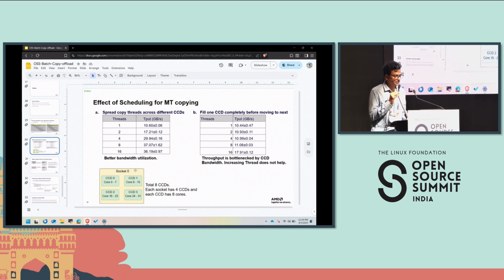This is what I meant by mentioning platform-specific scheduling. Due to this AMD architecture, the CPUs are divided into different CCDs, and each has its own bandwidth limit. So the main point is that we need to spread those worker threads across different CCDs. This was the main crux of platform-specific scheduling.